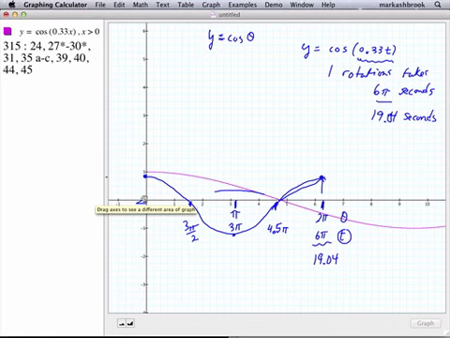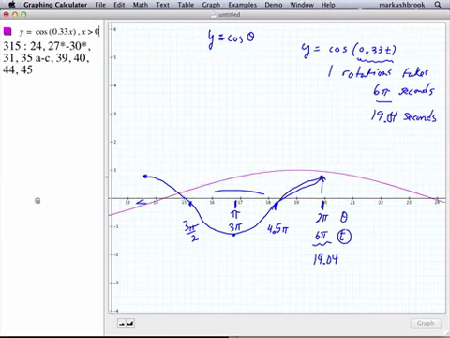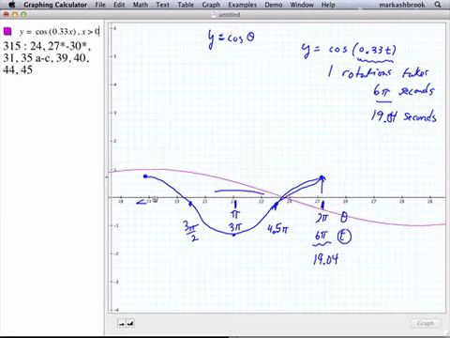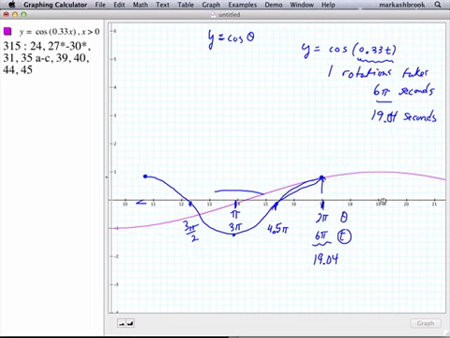So where's this thing going to end? Come back. So where did it complete one full rotation? Right there, at around 19.04. It completes the full rotation.